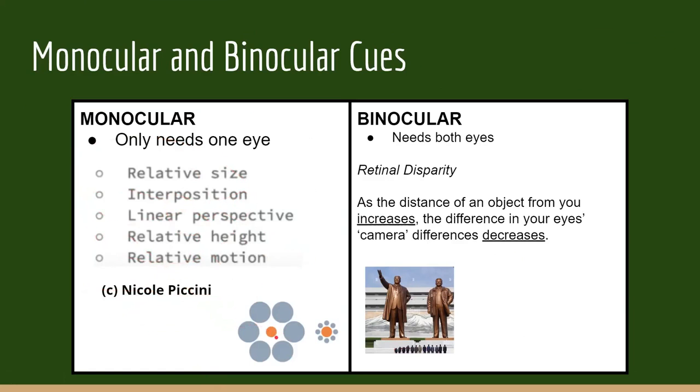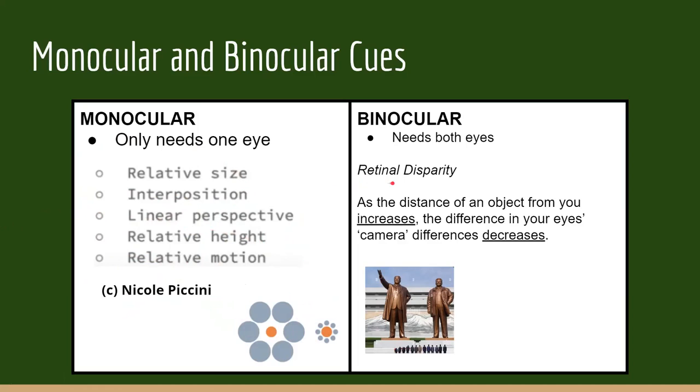But look, we can compare the relative size. Obviously, the gray ones look bigger here than there. The orange one looks bigger there than there. Actually, the orange ones are the same. But we don't need more than 1 eye to tell that. We don't need more than 1 eye to compare heights or to look at motion. All right. And then binocular, we do need both eyes for some things.